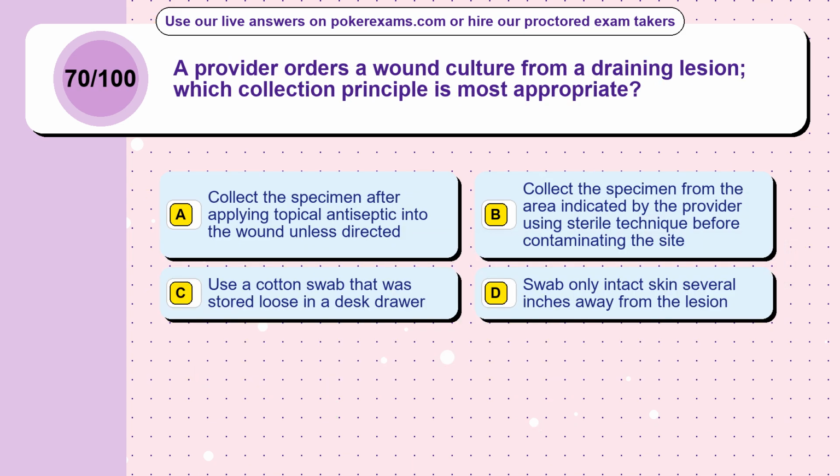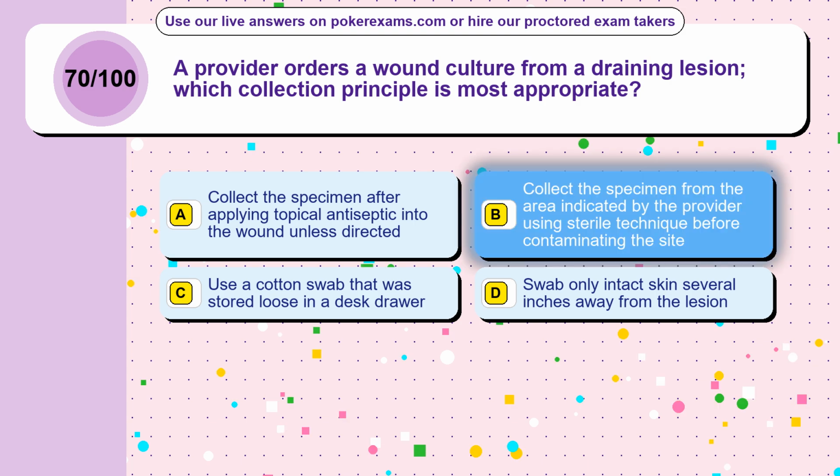Question 70. A provider orders a wound culture from a draining lesion. Which collection principle is most appropriate? Option A. Collect the specimen after applying topical antiseptic into the wound unless directed. Option B. Collect the specimen from the area indicated by the provider using sterile technique before contaminating the site. Option C. Use a cotton swab that was stored loose in a desk drawer. Option D. Swab only intact skin several inches away from the lesion. The correct answer is option B.